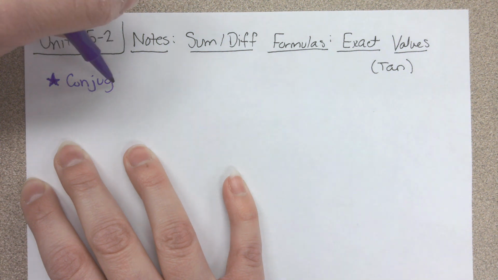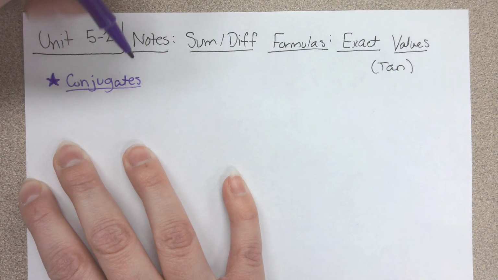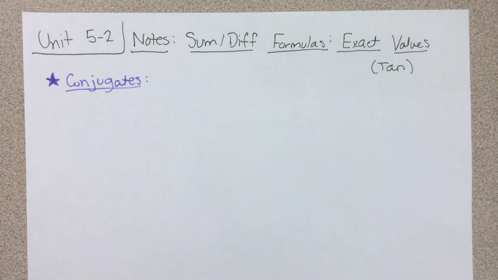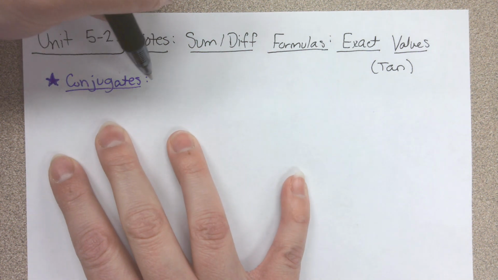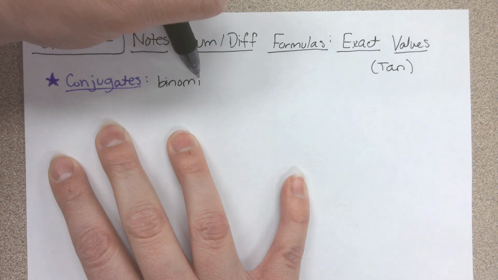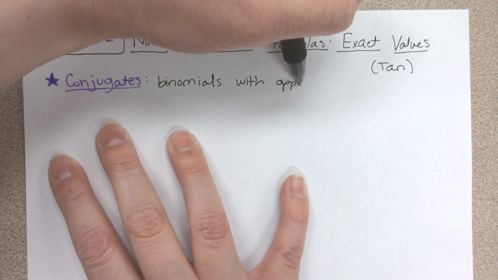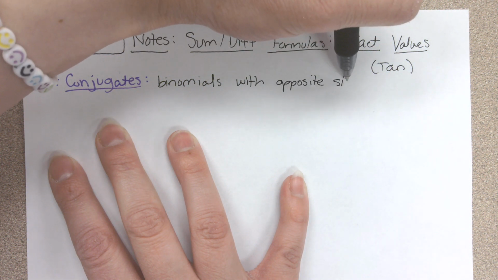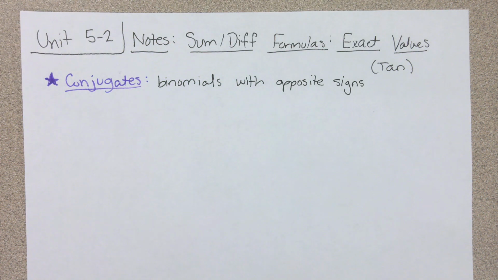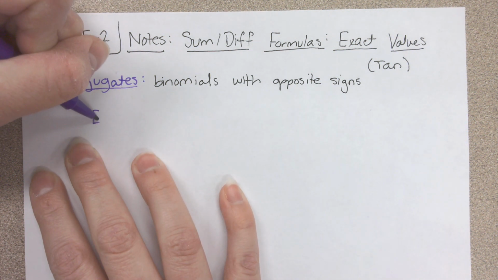That term is conjugates. Conjugates are binomials with opposite signs. Reminder, a binomial is a polynomial with two terms, hence the word bi. A few examples here just to kind of refresh your memory.